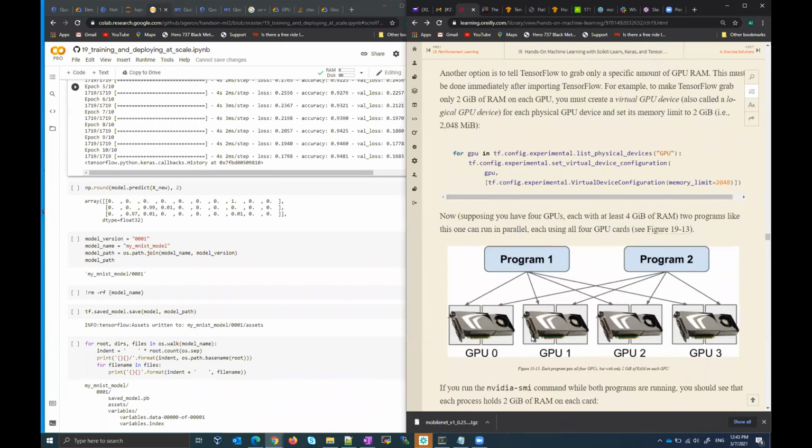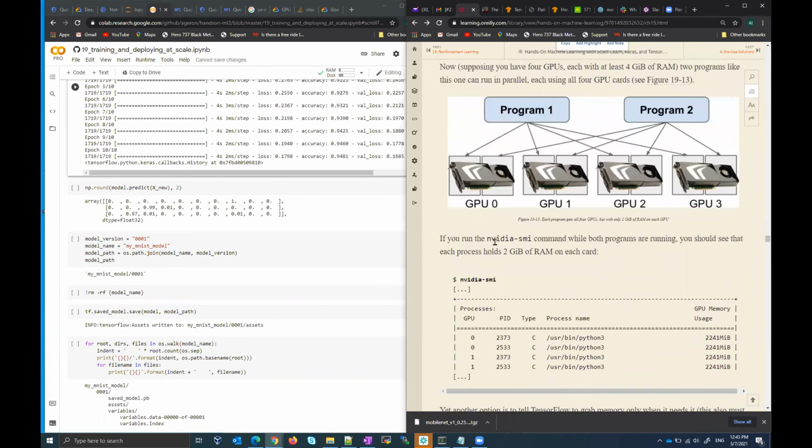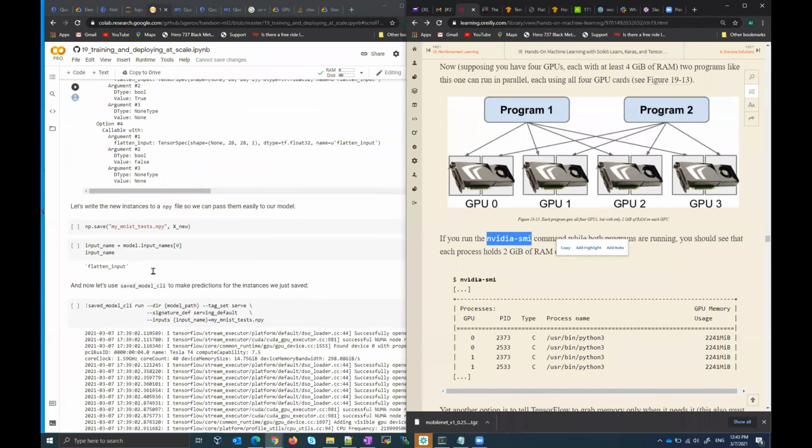In this case, for each program you assign a certain amount of RAM, a memory limit, for each of the GPUs. And then once this is trained, you can see the usage of the NVIDIA GPU's memory. And let's go to the next notebook.